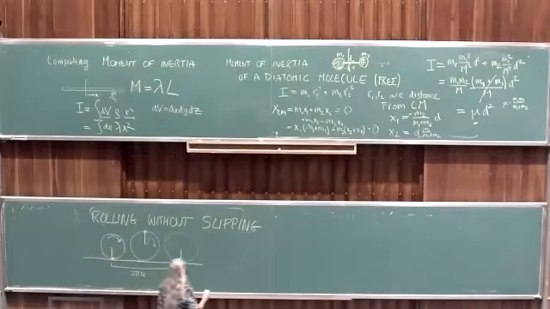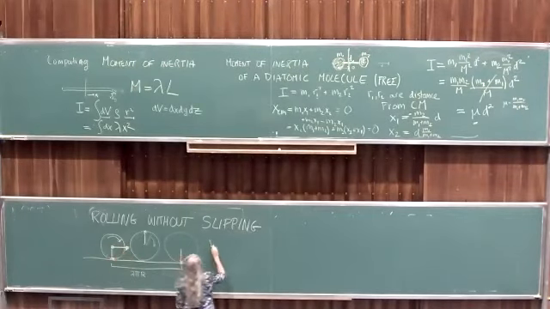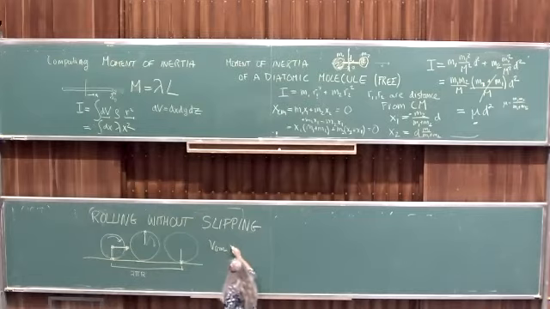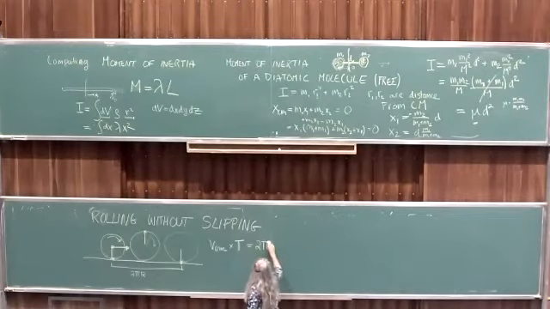So let's give it a time. And let's give it a velocity. So we have a center of mass velocity times the time, which I'll just call t, is equal to 2 pi r. So let's say how long it took to go that distance.